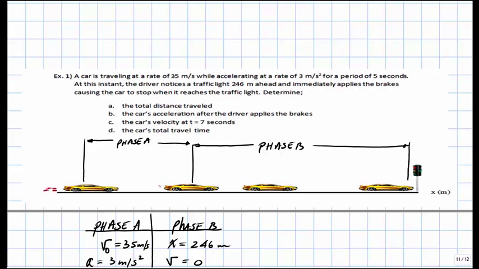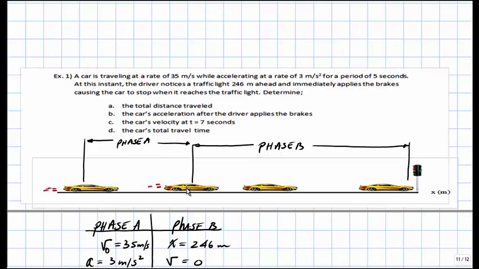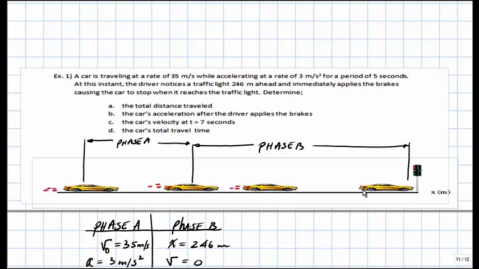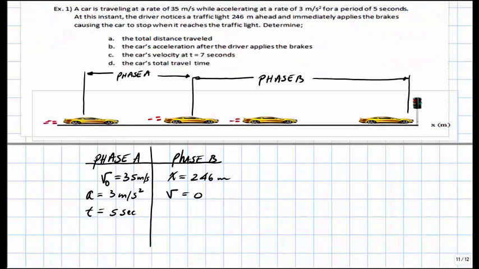Now, let's also introduce speed lines where it's applicable. The car is definitely moving after 5 seconds when the driver starts to apply the brakes. This is the location for Part C where we're asked to determine the car's velocity at t equals 7 seconds. Certainly the car is still moving there. And over here we will not introduce speed lines because the car came to a stop. Let's now bring these known values into our diagram.